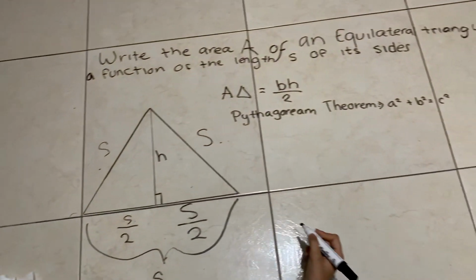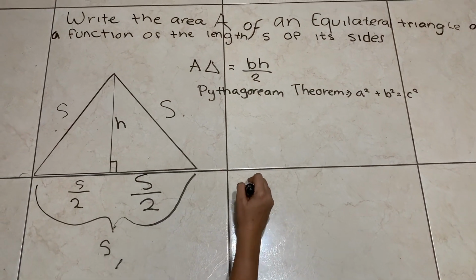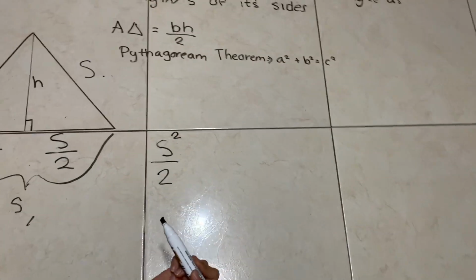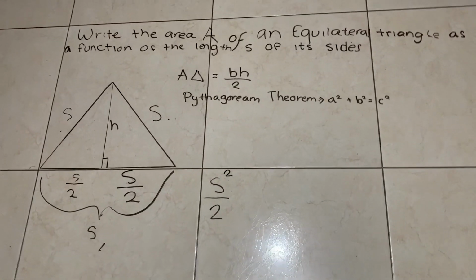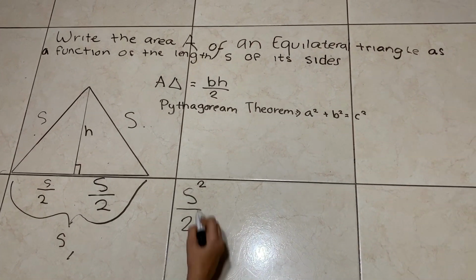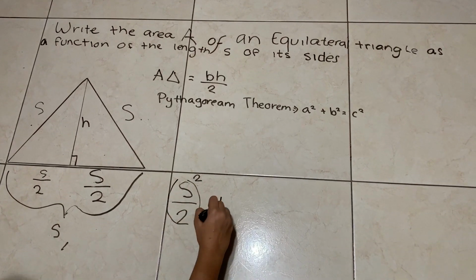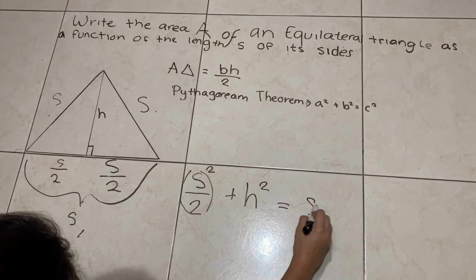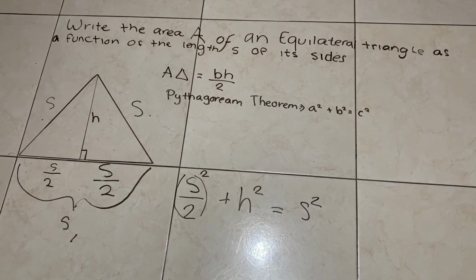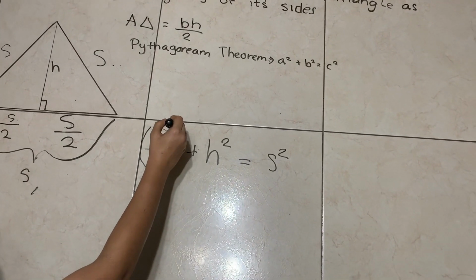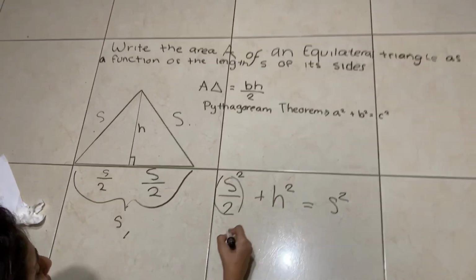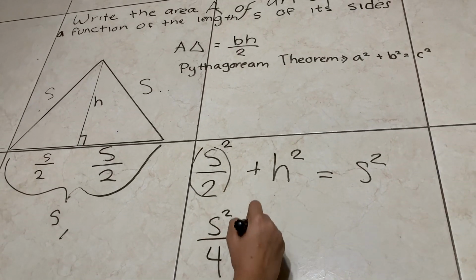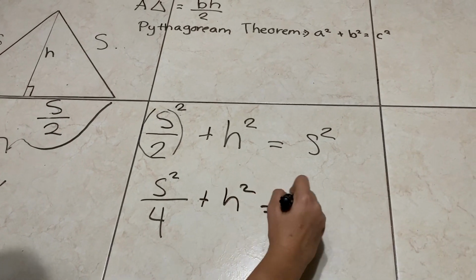It will be base, which is S over 2 squared, because the Pythagorean theorem is A squared plus B squared is equal to C squared. Plus H squared, which is the height, is equal to S squared, which is the side. So S squared over 2 squared is S squared over 4, plus H squared is equal to S squared.